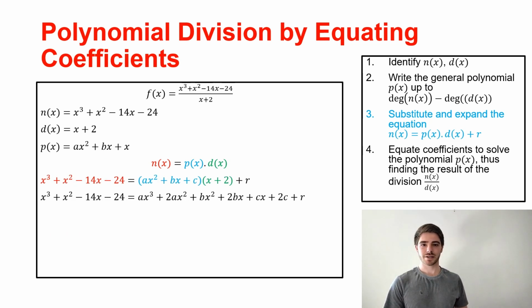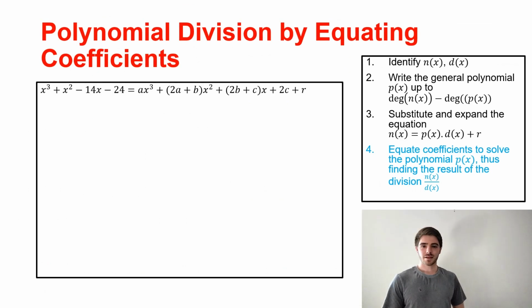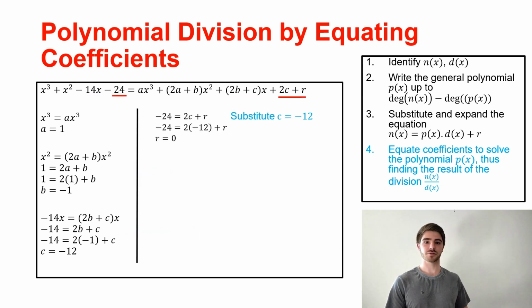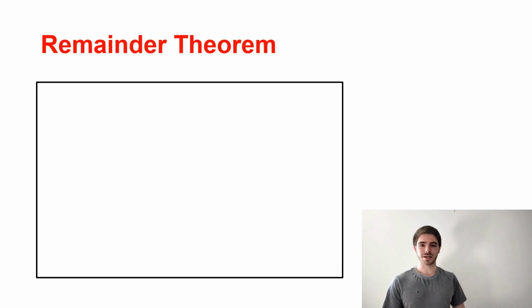We then simplify the right-hand side by collecting all the coefficients of each term. Finally, we can equate the coefficients to solve for p of x. Starting with the x cubed term, we have the following. Now for x squared, now for x, and finally for the remainder. If we plug these terms back into p of x, we can say that the division between n of x and d of x produces the result x squared minus x minus 12, which is actually the same result that we got when we did the polynomial division. Pretty cool, right? If we're only interested in the remainder after division, we don't need to go through any of those processes to find it.